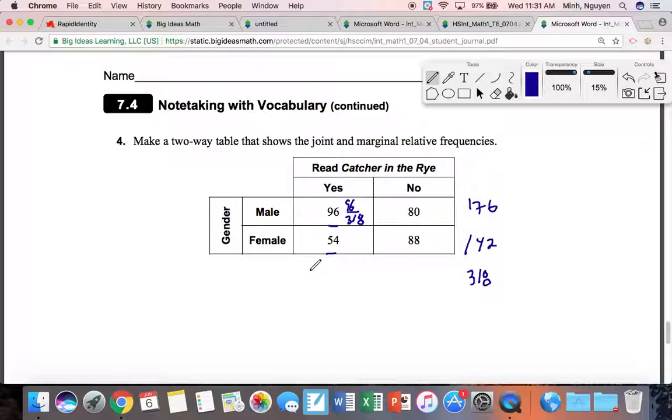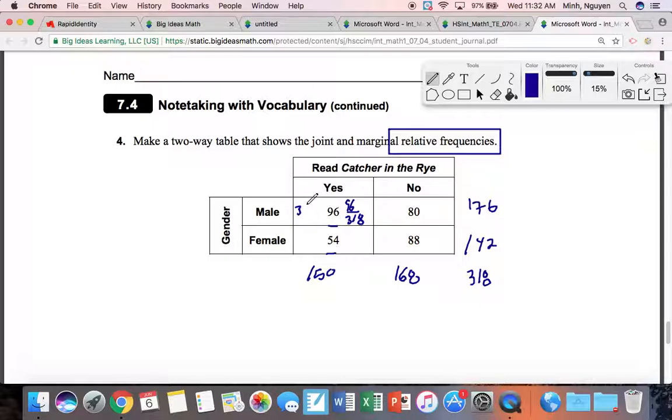So that means you have to add these as well. 96 plus 54 is 150. 80 plus 88 is 168. So again, to get the relative frequencies, you'll be dividing all of these by 318. So for instance, 96 divided by 318 as a decimal is 0.3019, or 30.19%. Whether you express it as a percent or a decimal, it doesn't really matter.